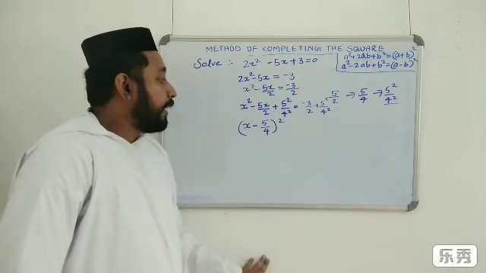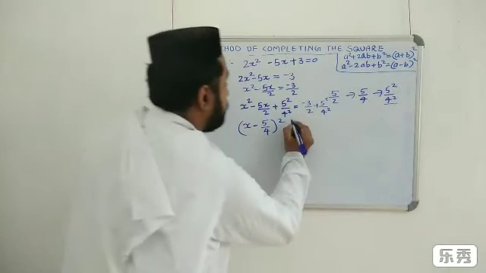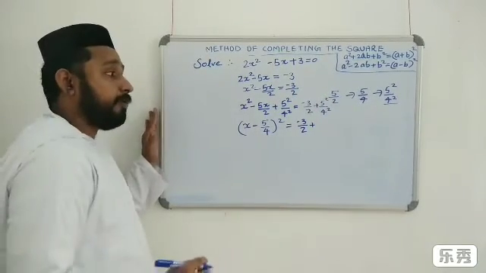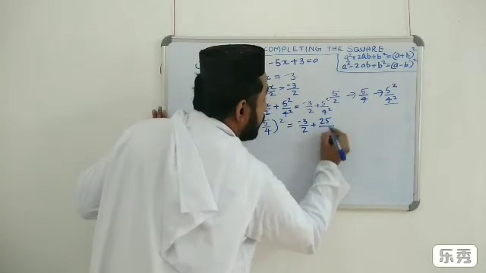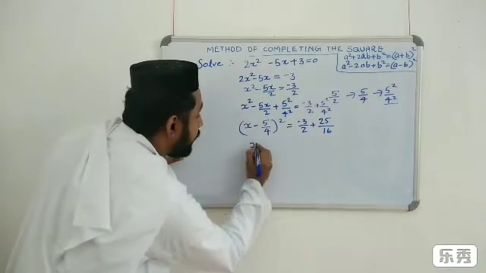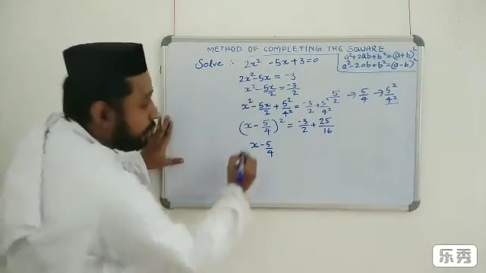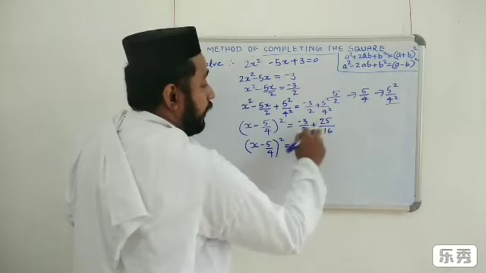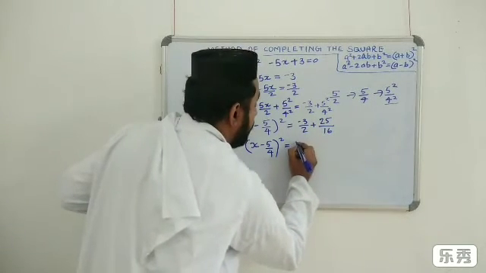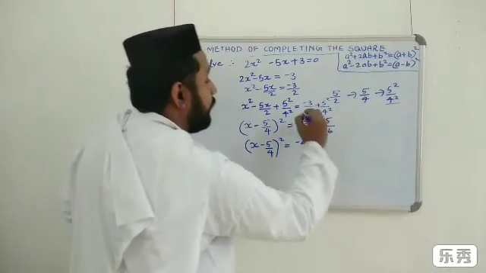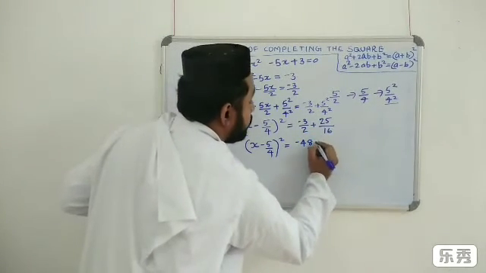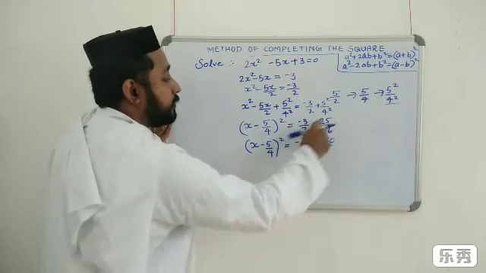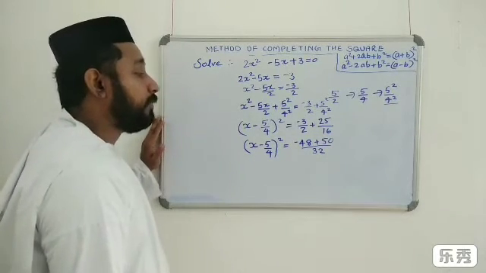So the LHS will become (x − 5/4)², which is equal to −3/2 plus 5²/4². 5² means 25, 4² means 16. That is, (x − 5/4)² is equal to, by cross multiplication, 16 into −3 and 2 into 25. 16 into −3 means −48. 2 into 25 means 50. Divided by 2 into 16, which is 32. This into this plus this into this, divided by this into this. Minus 48 plus 50 divided by 32.